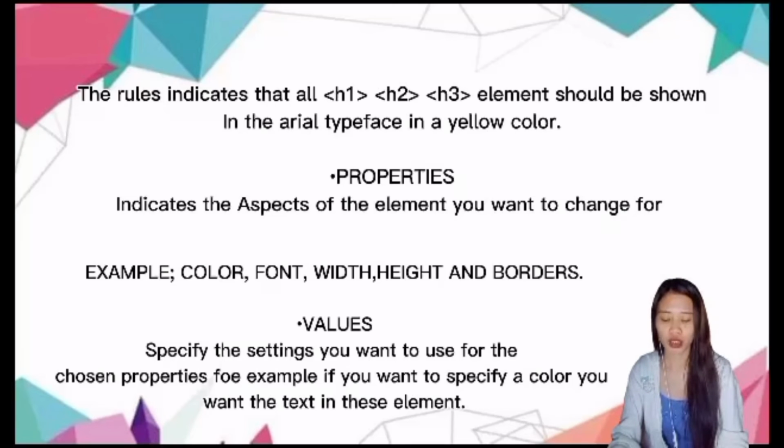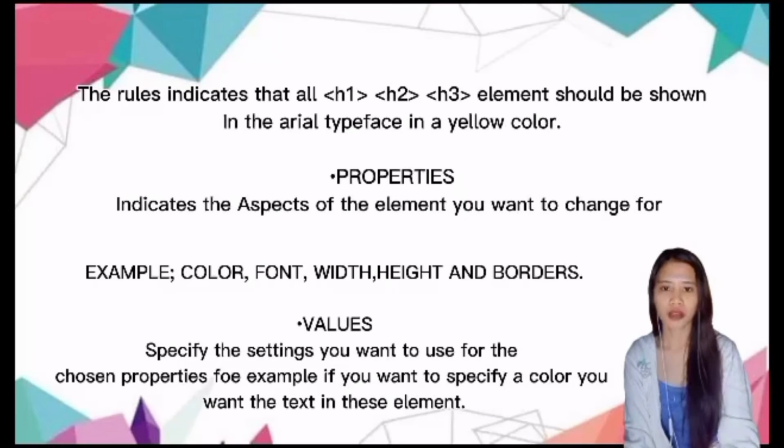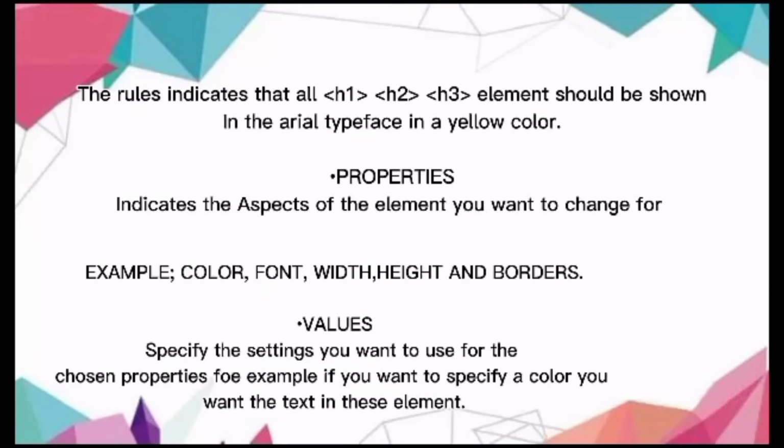For example, the color, font, width, height, and border. And the values specify the setting you want to use for the chosen properties. For example, if you want to specify a color property, then the value is the color you want the text inside this element to be. So, I have a basic example here.